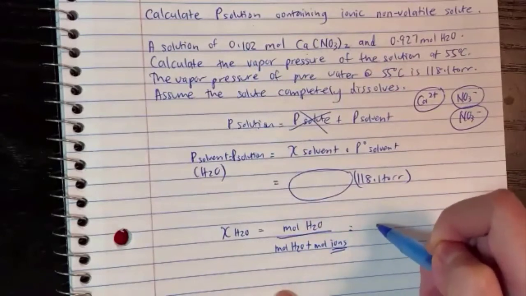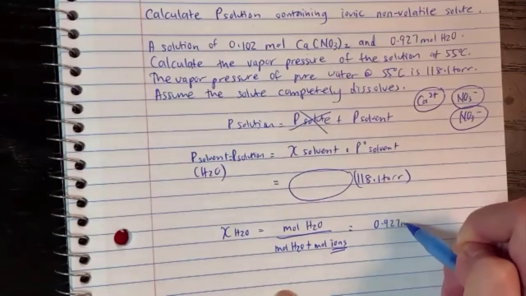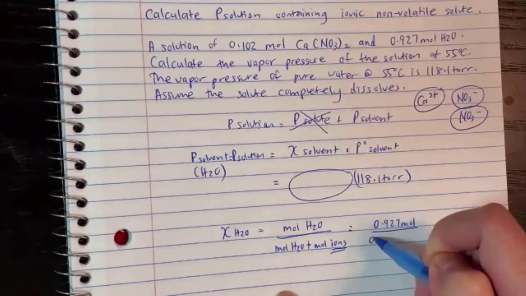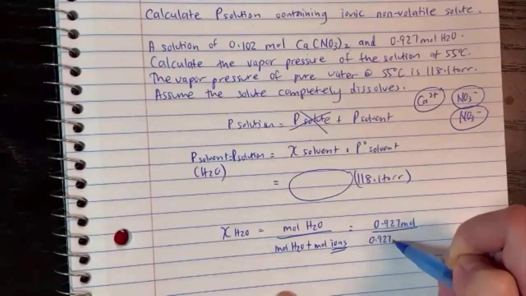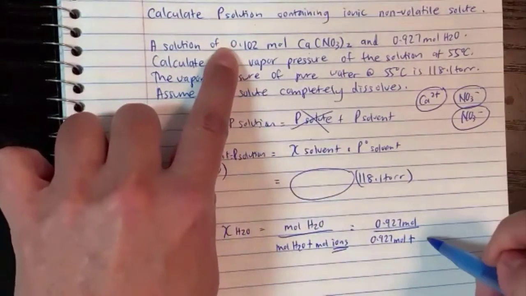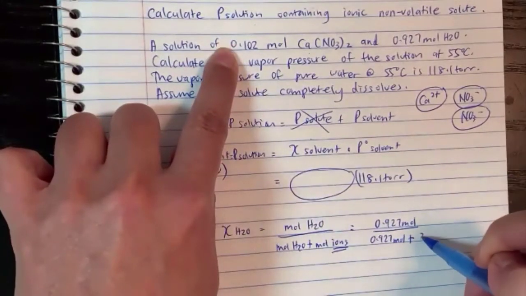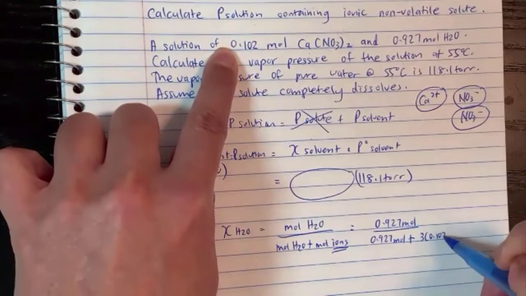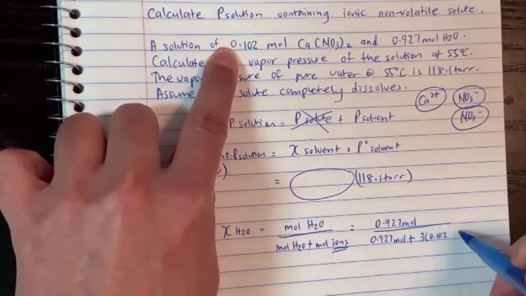So let's put in numbers. 0.927 moles of water on the top. 0.927 moles of water on the bottom plus moles of ions. Is it 0.102? Do you use 0.102? No, you don't do that. You take 3 times 0.102. So you do 0.306.